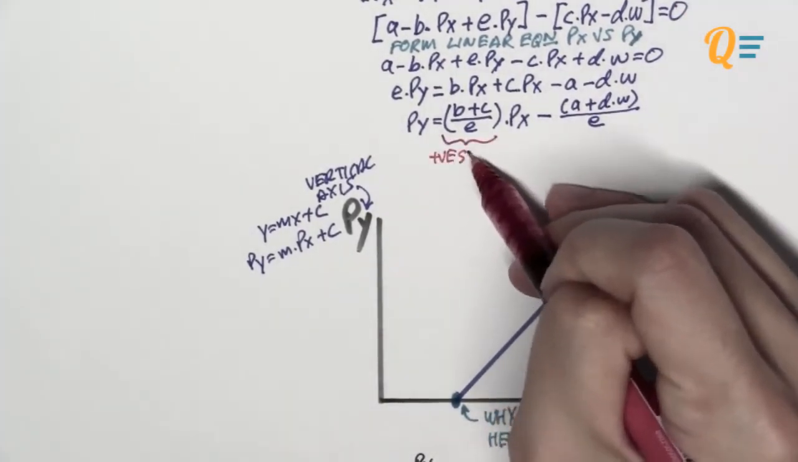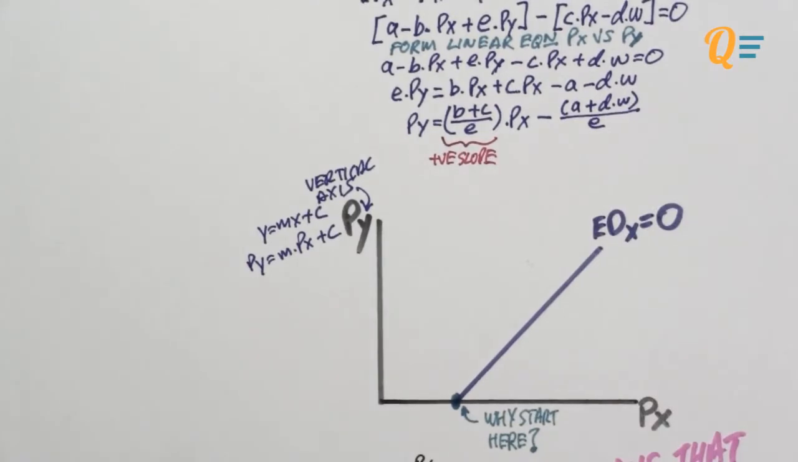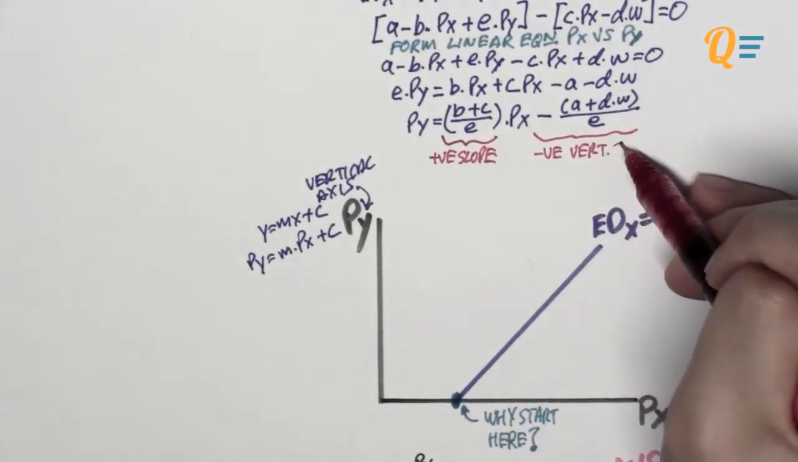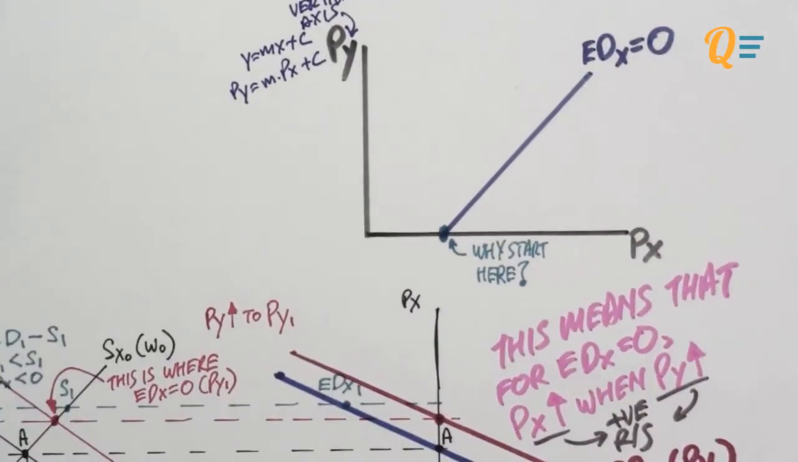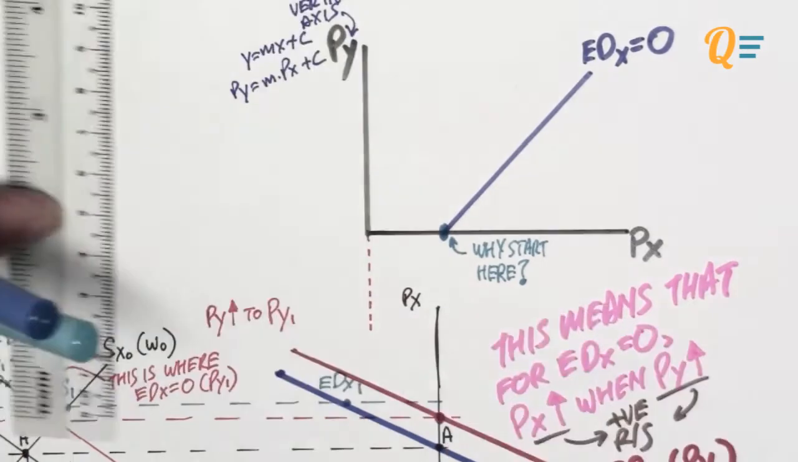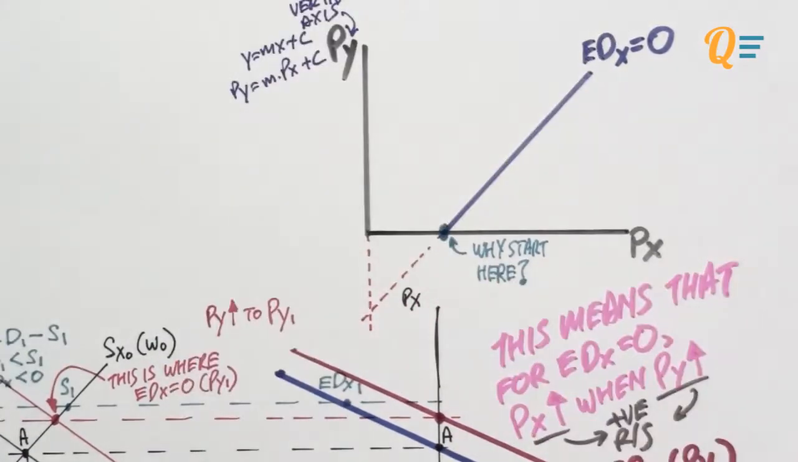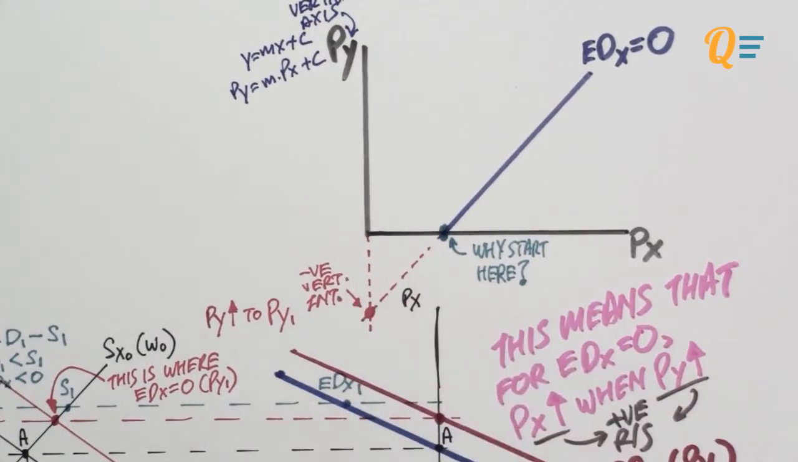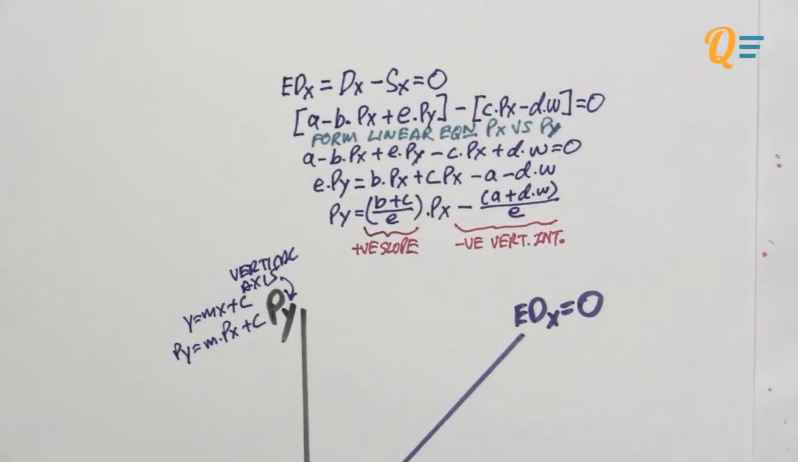So check this out. B plus C divided by E gives you a positive gradient. That is why the EDX equals 0 curve is upward sloping. And what you will notice is that the vertical intercept is a negative figure. That is exactly why I started the EDX equals 0 curve over there, because it has a negative vertical intercept. So that is my explanation for it. I think you will find this pretty straightforward.